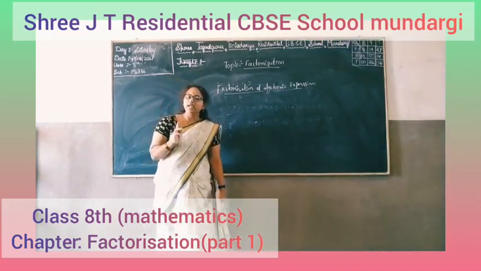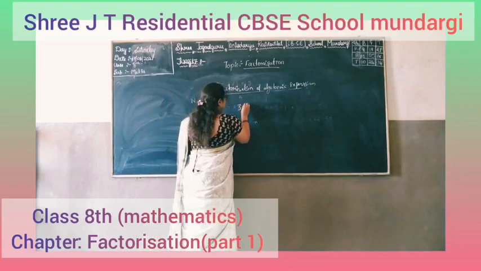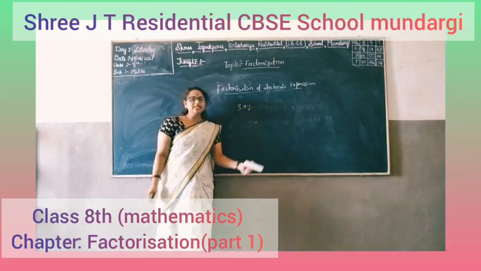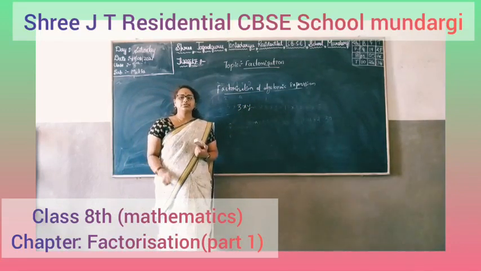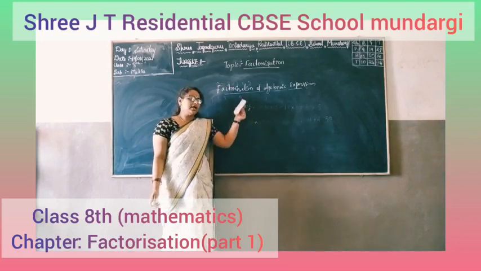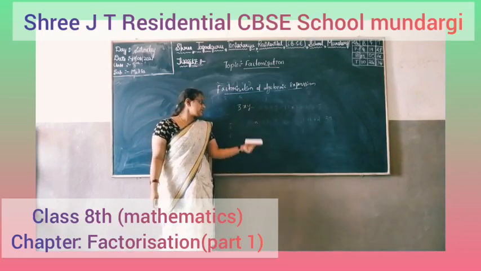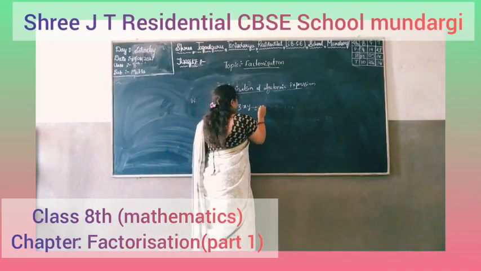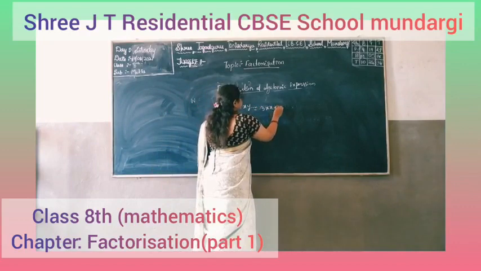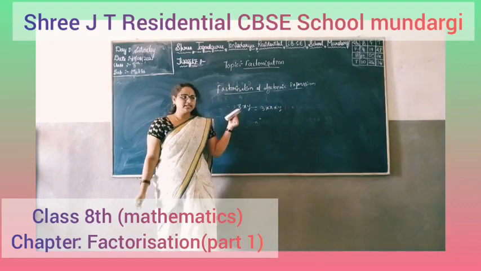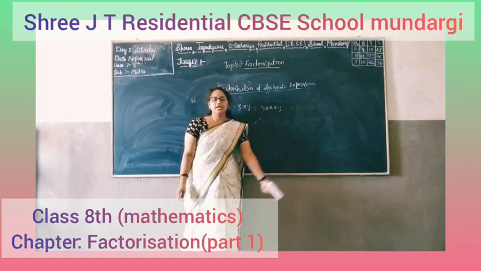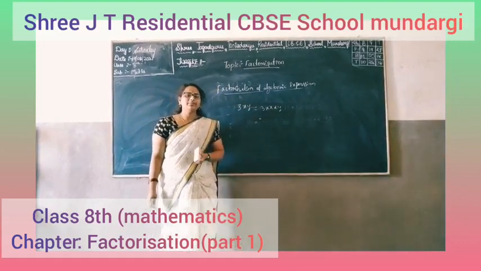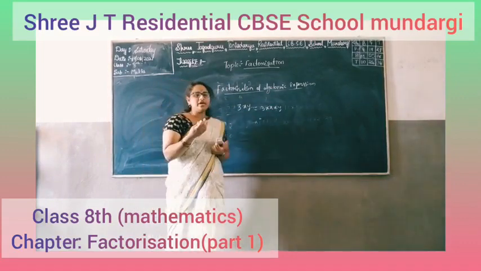Suppose I have taken an example, 3xy. In this example, 3 is a number and xy is an algebraic expression. I have to factorize 3xy. The factorization method is to write 3 into x into y. So what are the factors here? 3, x and y are the factors of 3xy.